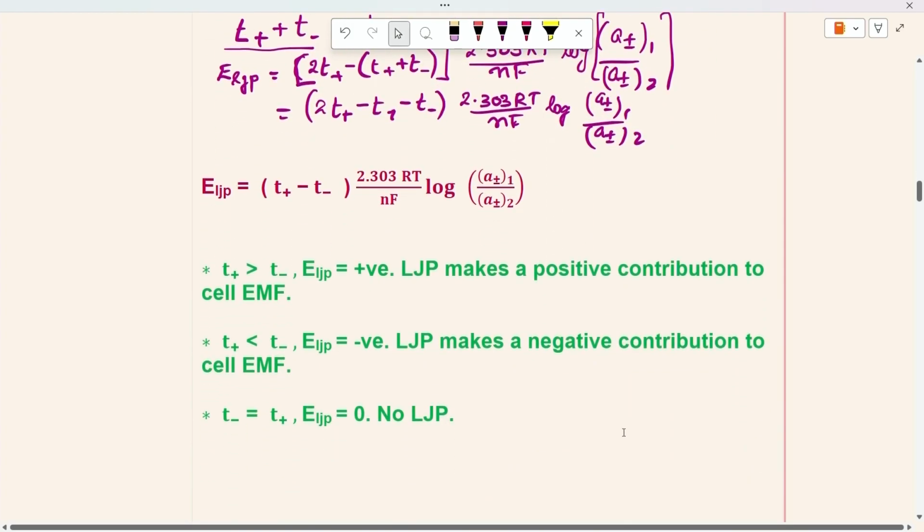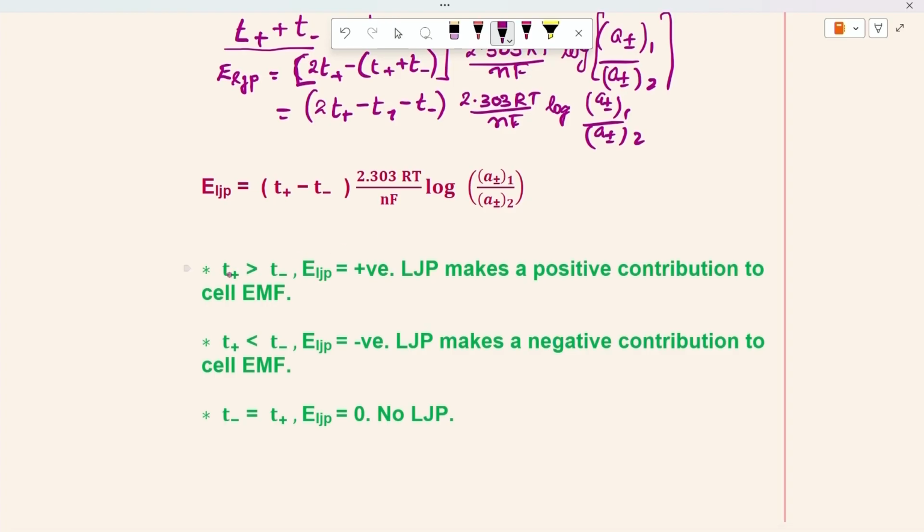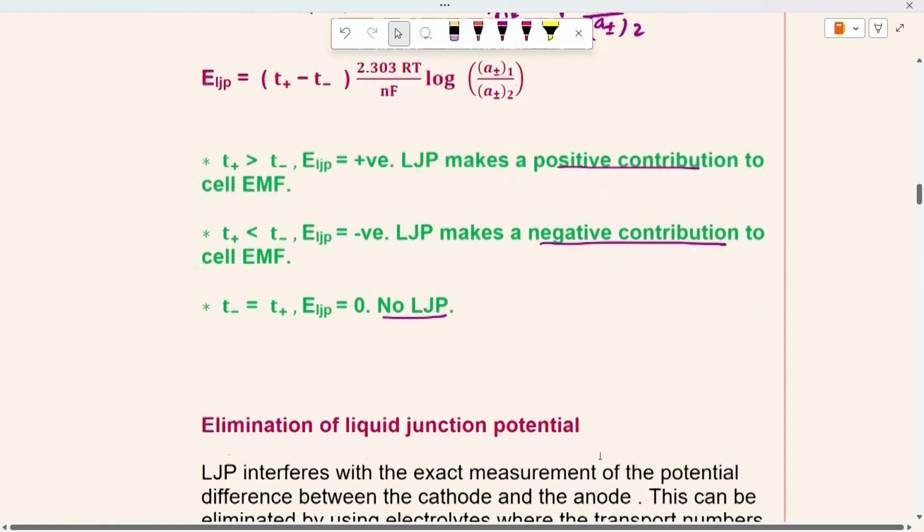Just like in the similar case, we have T plus greater than T minus, where ELJP is positive and LJP makes a positive contribution. T plus is less than T minus, it becomes negative, it makes a negative contribution, and when they are equal, there is no liquid junction potential.